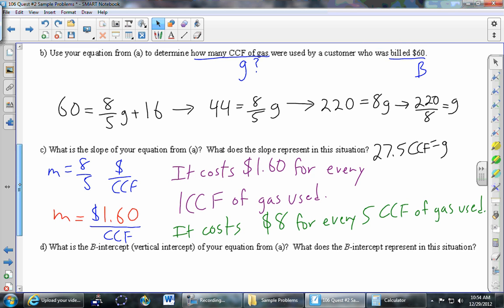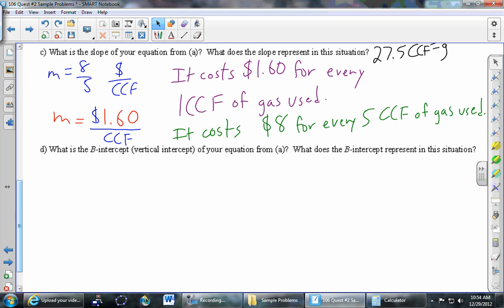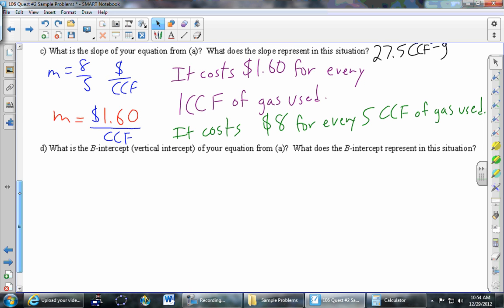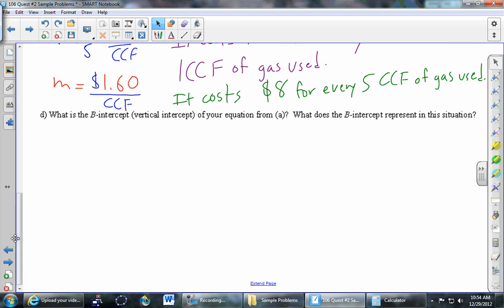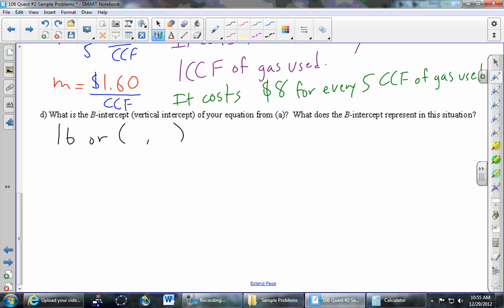Part D, what is the b-intercept, the vertical intercept of your equation from A? What does the b-intercept represent in this situation? Okay, the b-intercept, again, looking at this circled equation here up in red, the b-intercept was the y-intercept, the vertical one is 16. So let's write down here that the b-intercept is either 16 or, let's see, so if you're at the vertical intercept, which one is 0? It's the x, it's the first one, 0 is 16.